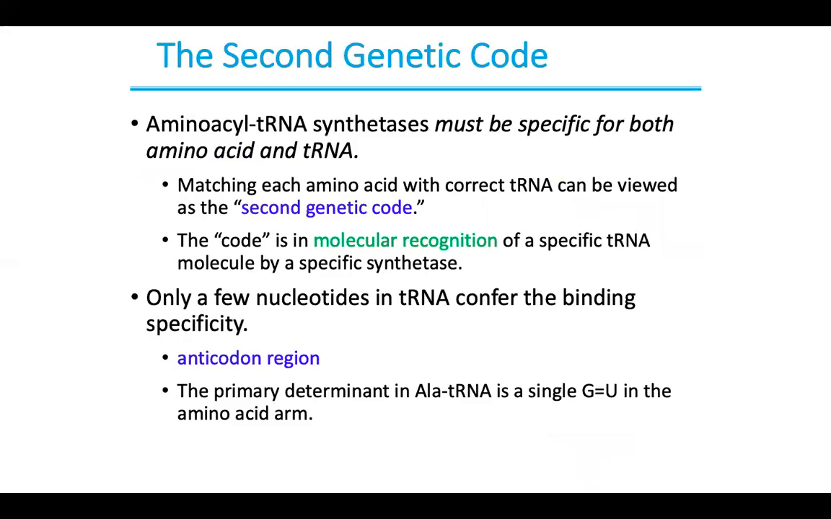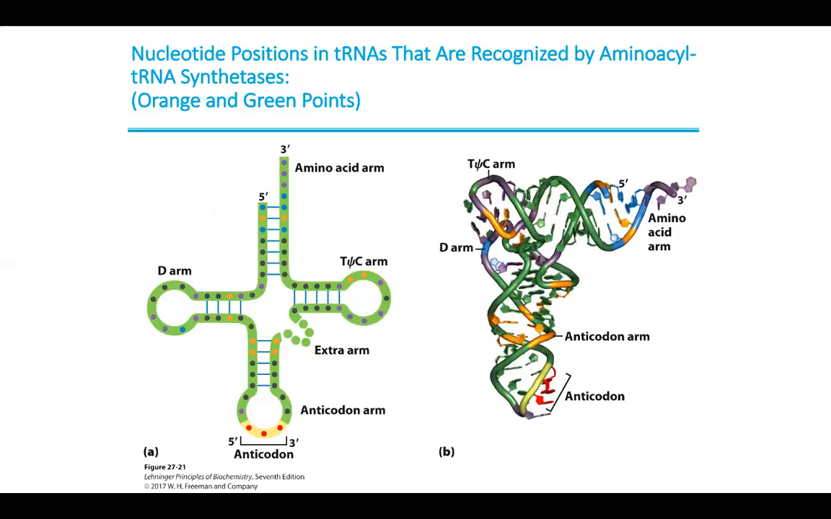Aminoacyl tRNA synthetases must be specific for both amino acid and tRNA. The matching of each amino acid with the correct tRNA can be viewed as the second genetic code. And the code is in the molecular recognition of a specific tRNA molecule by a specific synthetase. So the aminoacyl tRNA synthetases depend on the type of RNA and the type of protein, and they are very specific. Only a few nucleotides in tRNA confer binding specificity, especially in the anticodon region.